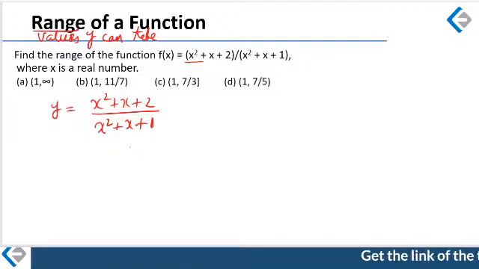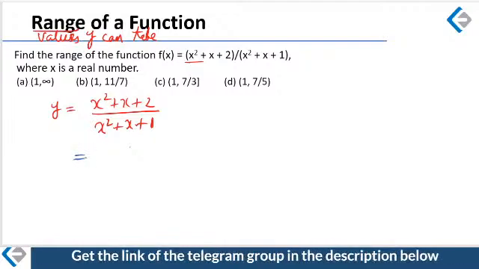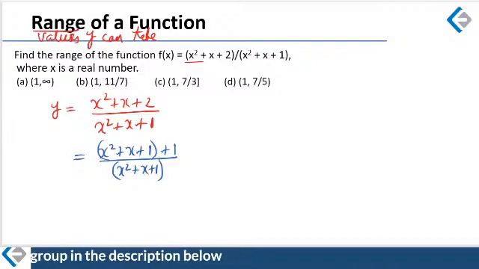All right, that's how they might have given the functions. What I do is write this as x square plus x plus 1, another plus 1, another plus 1, divided by x square plus x plus 1. Why did I do that? Because in the denominator I'm seeing plus 1, therefore the numerator I've conveniently split like this.